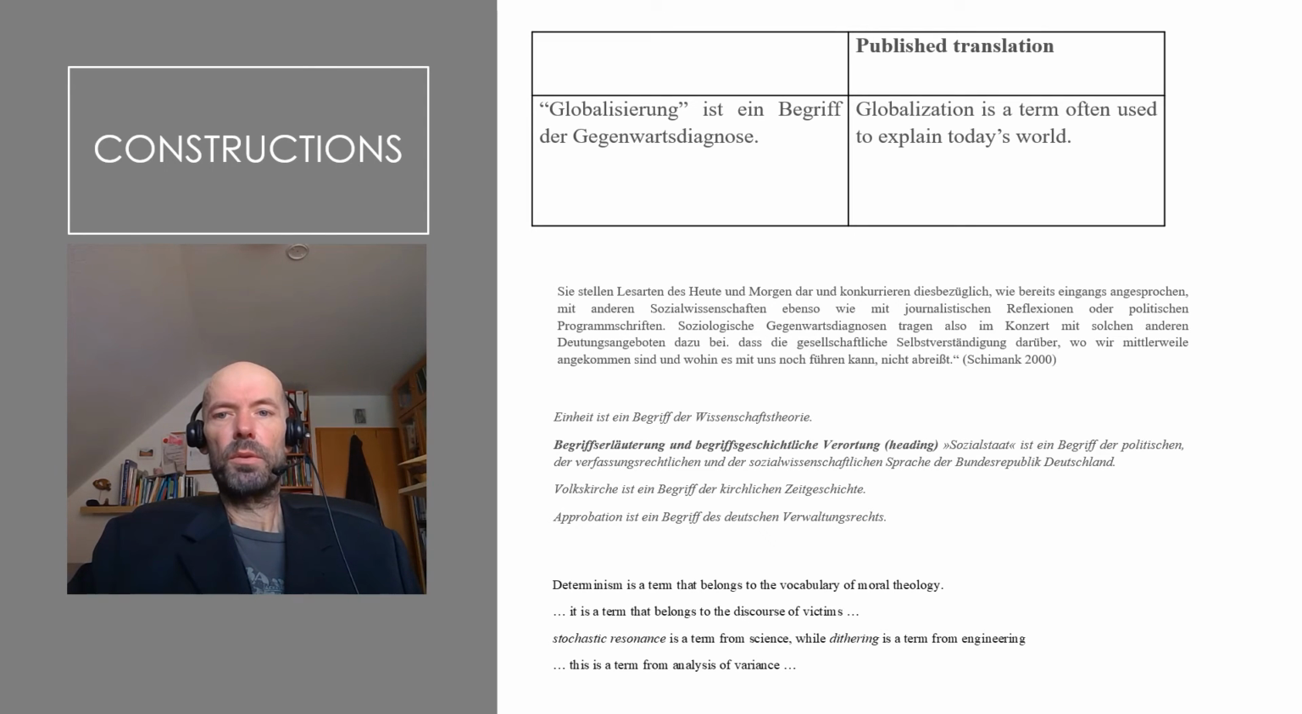Soziologische Gegenwartsdiagnosen tragen also im Konzert mit solchen anderen Deutungsangeboten dazu bei, dass die gesellschaftliche Selbstverständigung darüber, wo wir mittlerweile angekommen sind und wohin es mit uns noch führen kann, nicht abreißt.